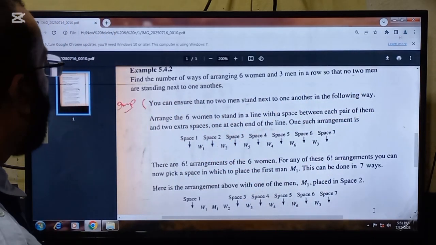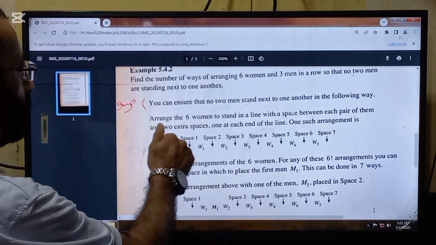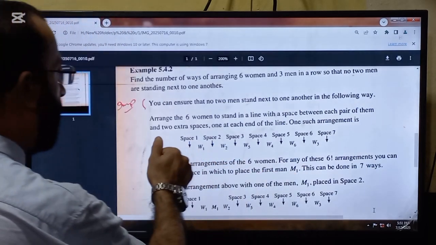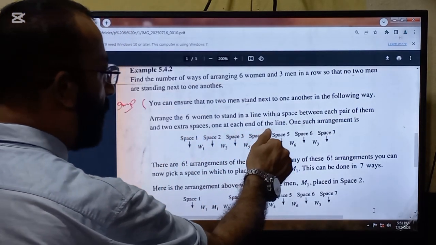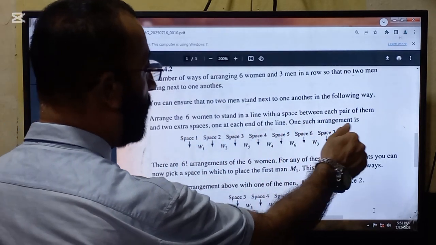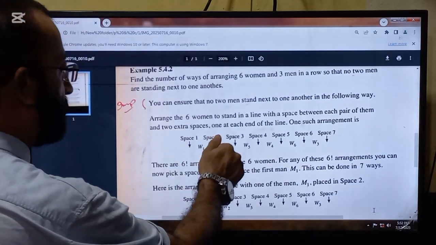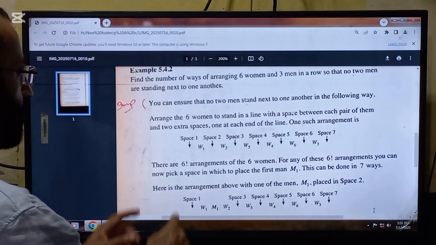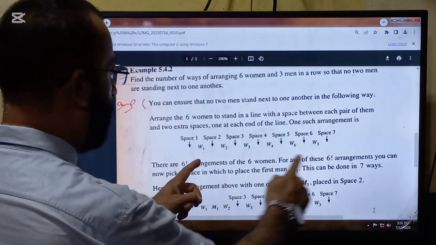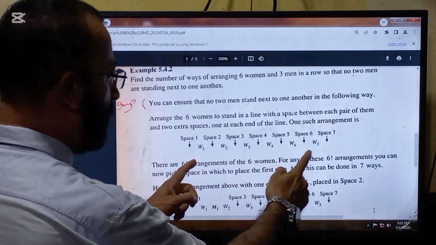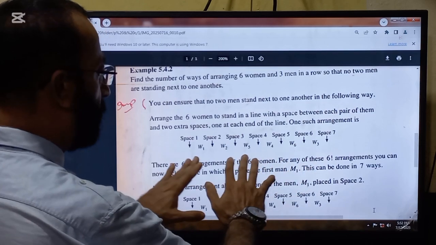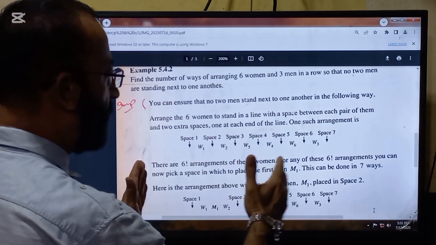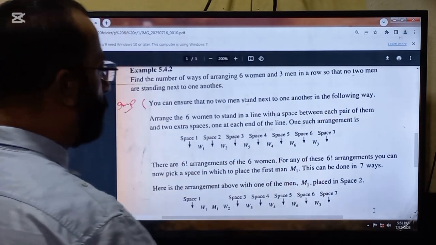So look now, here is the thinking process. You can ensure that no 2 men stand next to one another in the following way. Arrange the 6 women to stand in a line with a space between each pair of them and 2 extra spaces, one at each end of the line. So one such arrangement is here. Look now, here are 6 women, W1, 2, 3, 4, 5, 6. These are 6 women which are standing in a way that there is some space between the 2 women.